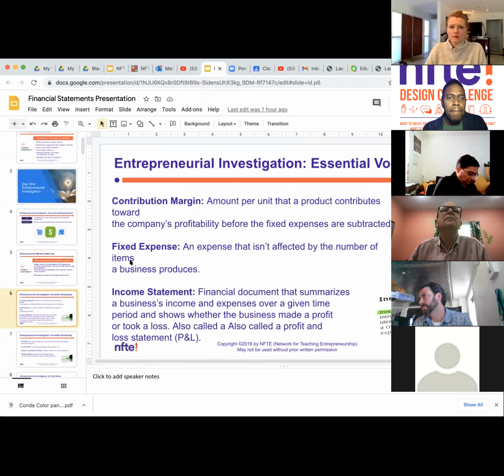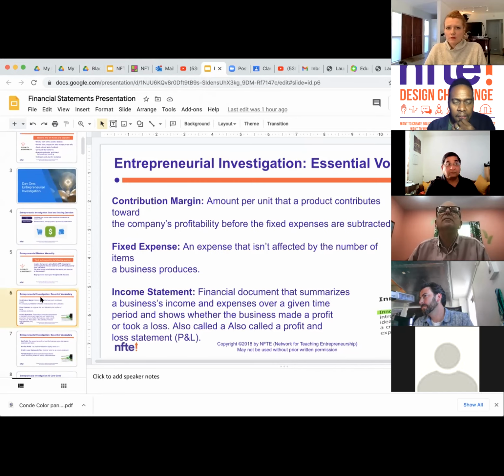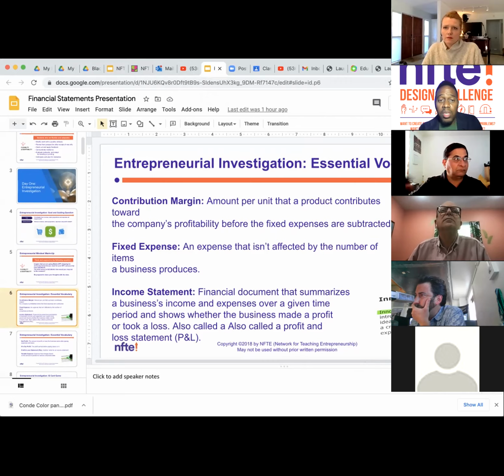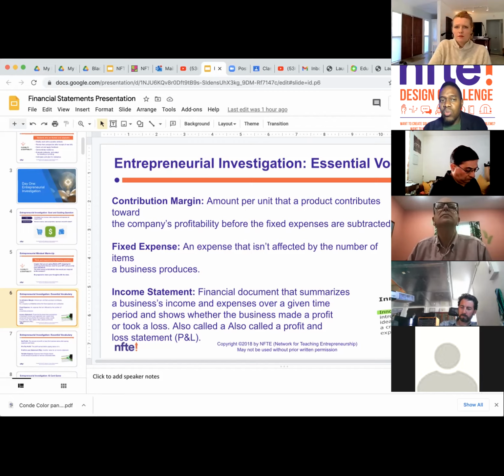Now, financials, guys. These are key elements that in any competition, the judge is going to always ask you these terms. And these terms might be foreign to your students. But if they ask you, so what's your contribution margin? What's your gross sales? What's the return on investment? These are key. These are the foundation of what goes into your financials.